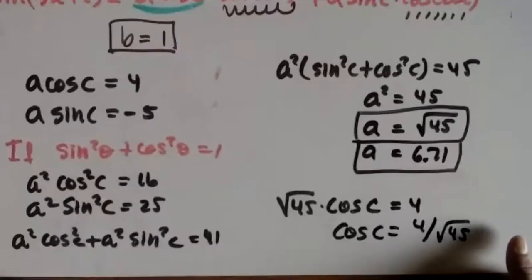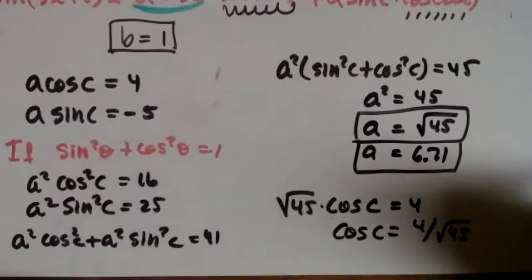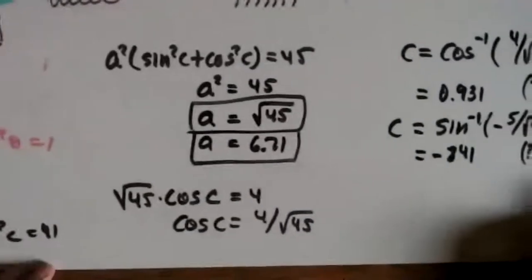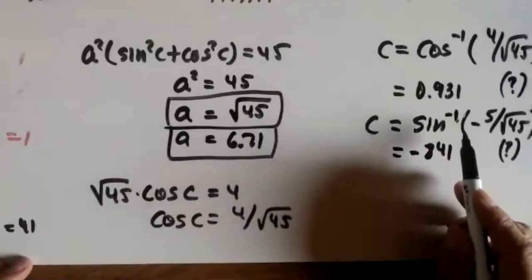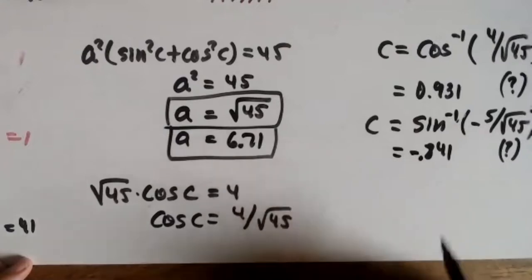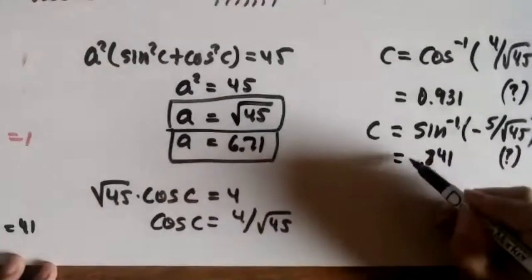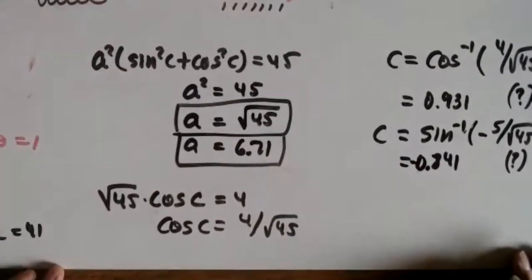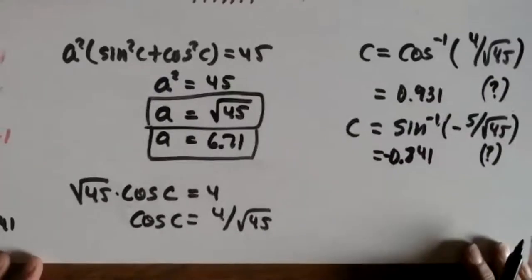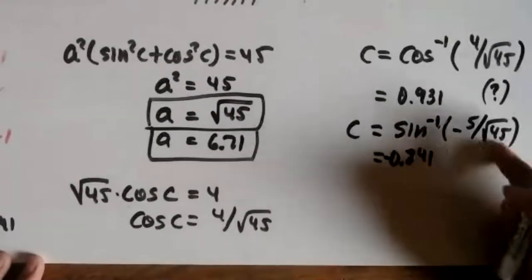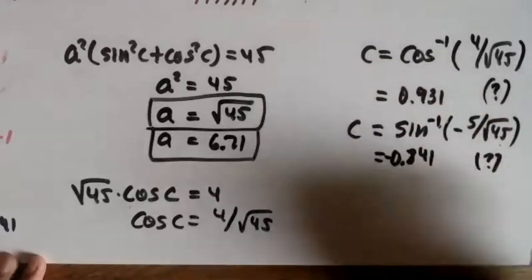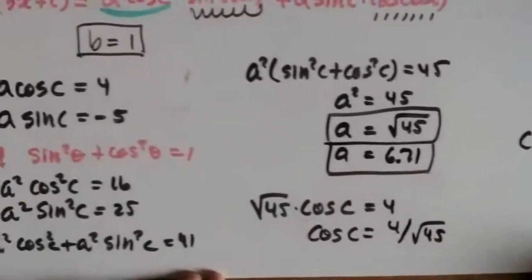So this is what I found. I have z equals positive 0.931 or negative 0.841. I just put here negative 0.841. So which one of them is going to be the answer? It's okay. We can do this by reasoning or by exploration.